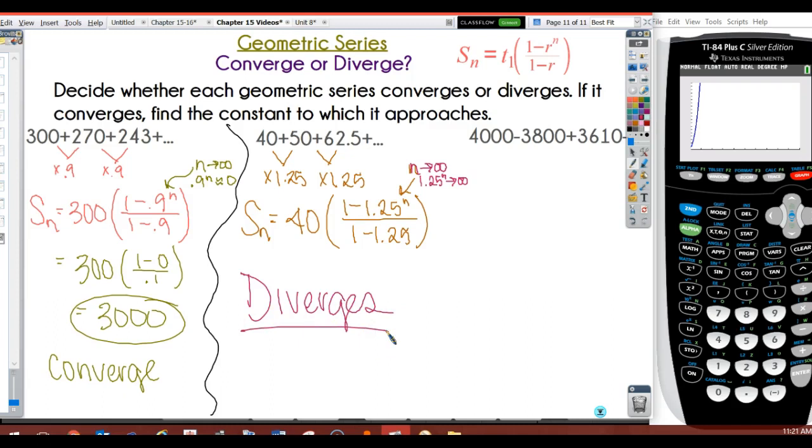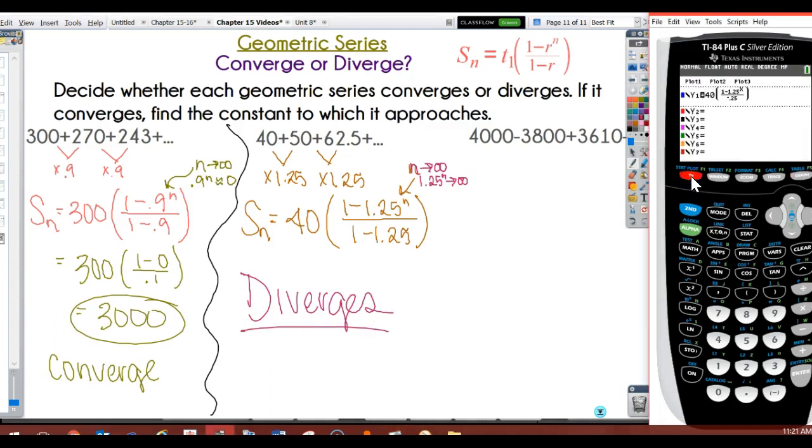Now, while we're looking at graphs, let's go ahead and look at the difference in the graph of the first one. So we were starting at 300, and our common ratio was 0.9. So we'll go ahead and delete that guy. So we have 0.9, same thing in the denominator. We ended up having positive 0.1.